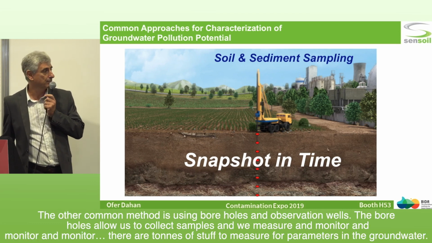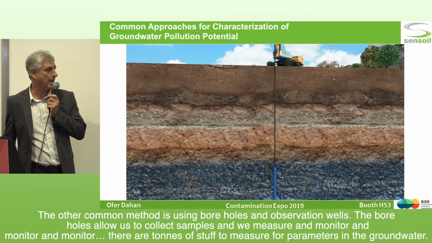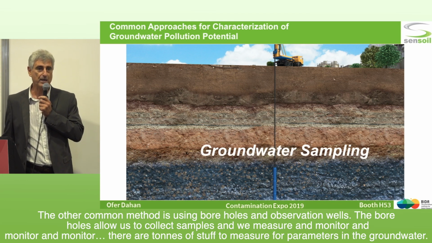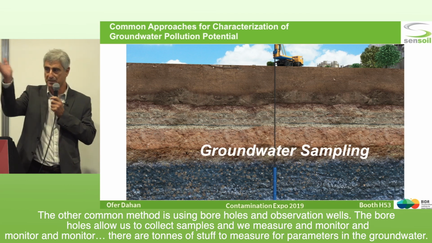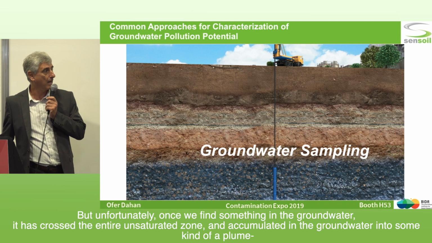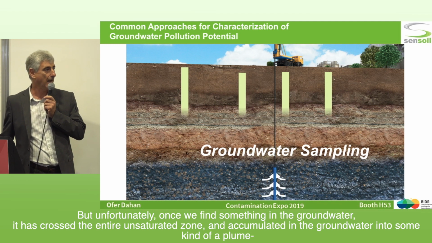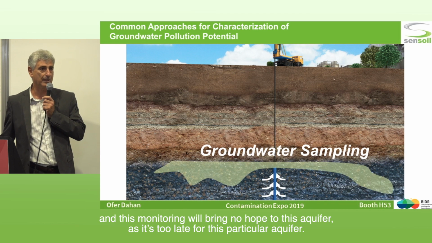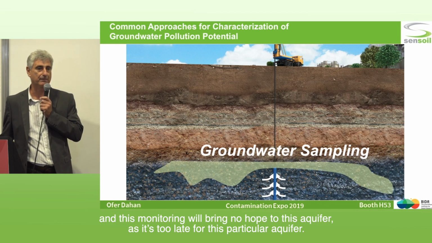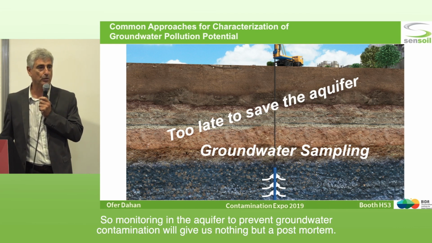The other common method is using boreholes, as we all do, borehole observation wells. And these boreholes allow us to collect water samples. And we measure and monitor and monitor and monitor. There's tons of stuff out there to measure parameters in the groundwater. But unfortunately, until we find something in the groundwater, it crossed the entire unsaturated zone, accumulated in the groundwater to some kind of a plume, and this monitoring will bring no hope for this aquifer since it's too late for this particular aquifer.